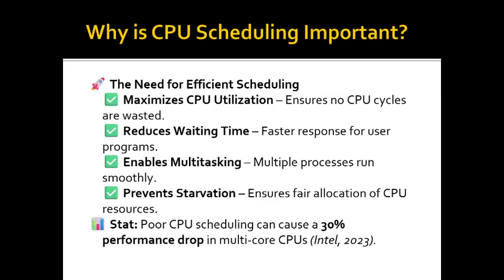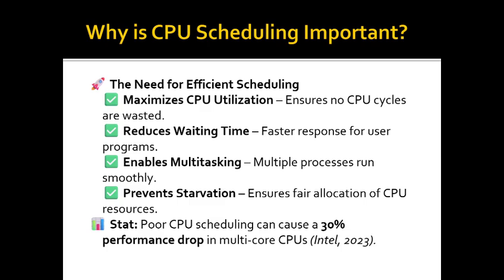Is the CPU scheduling algorithm important or not? The need for CPU scheduling algorithm is to maximize the CPU utilization, reduce the waiting time, enable multitasking, and prevent starvation. Maximizing the CPU utilization means ensuring no CPU cycles are wasted. Reducing waiting time fosters responsiveness for the user's programs. Enable multitasking, so multiple processes run smoothly. Prevent starvation, to ensure fair allocation of CPU resources.